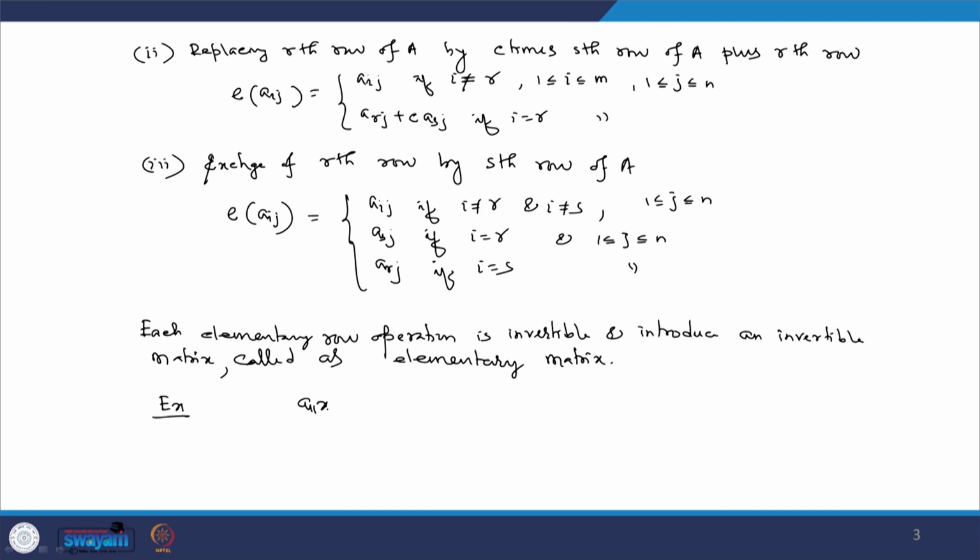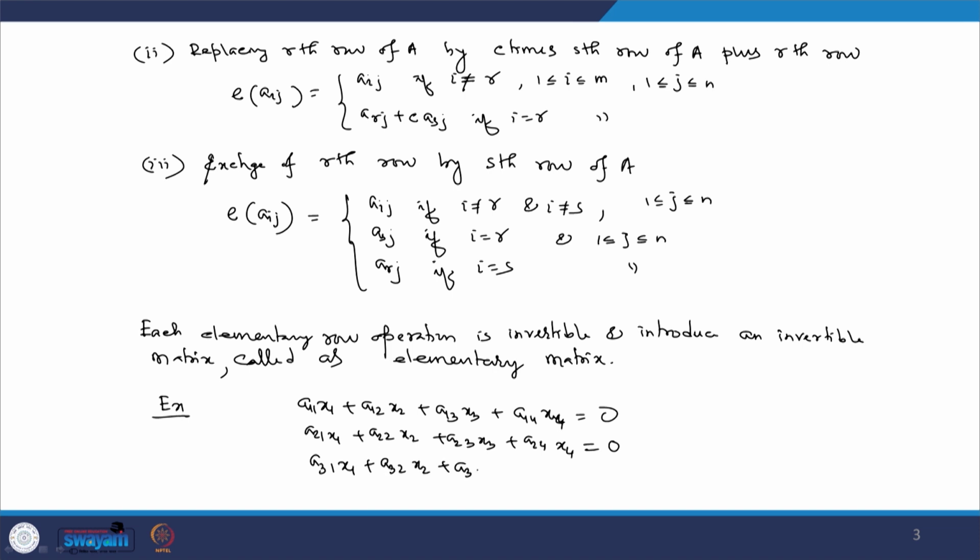For example, the system is A11 x1 plus A12 x2 plus A13 x3 plus A14 x4 equal to say 0. I have taken the homogeneous case, but this can be done for the non-homogeneous case also. And A21 x1 plus A22 x2 plus A23 x3 plus A24 x4 equal to 0, and A31 x1 plus A32 x2 plus A33 x3 plus A34 x4 equal to 0. This goes to, I can say, Ax equal to 0, where A is a 3 cross 4 matrix and x is a 4 cross 1 column matrix.